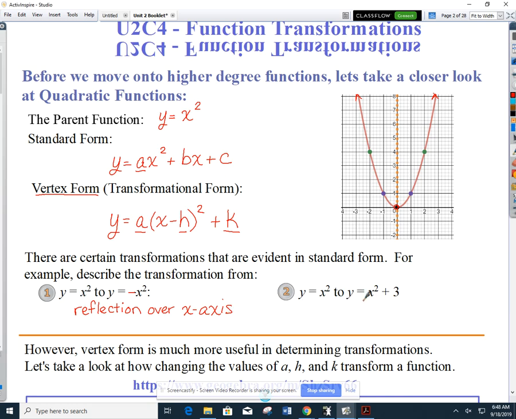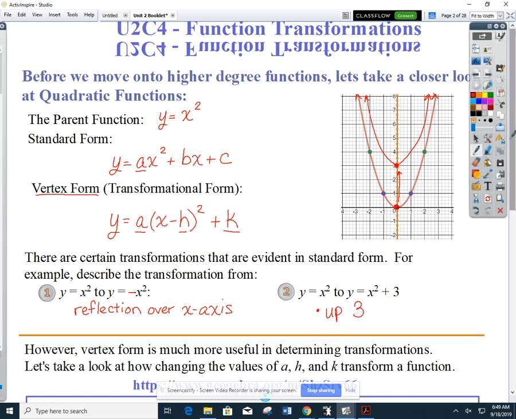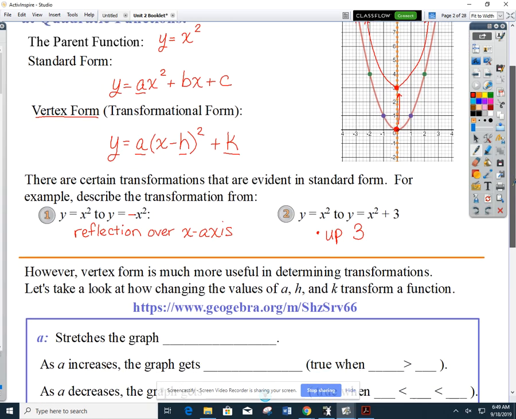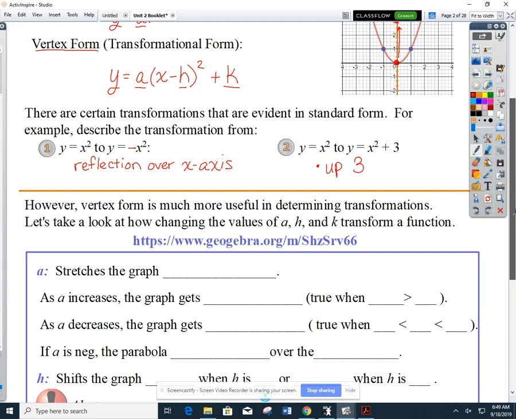And in number 2, if we start with y equals x squared, this graph, and we just say x squared plus 3, then what would happen? Well, we know our y-intercept would then be here. So this whole entire graph would shift up 3. Like that. So you can just write up 3. You could write shift up 3, translate upward 3 units.